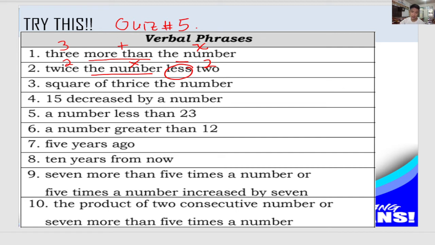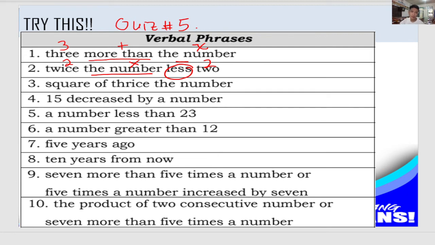Okay? So, since mali po dito sa number 10, tong 7 more than 5 times a number, nag-doble-doble siya, we will declare it as bonus or 2 points on this matter. Okay? So, that is now the answer for number 1, X plus 3.